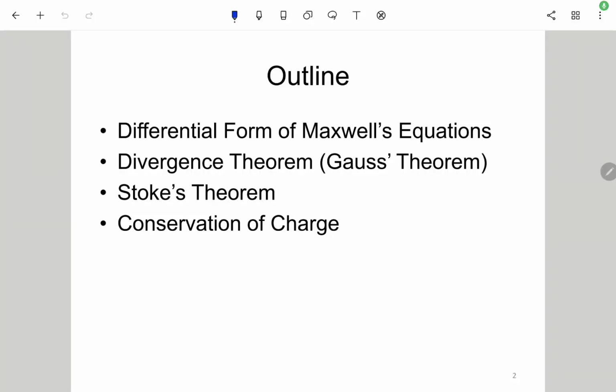Okay, so in these slides we will try to let you know how to derive the differential form of the Maxwell equation. Actually, in the previous lecture, we only covered the integration form as in the textbook.